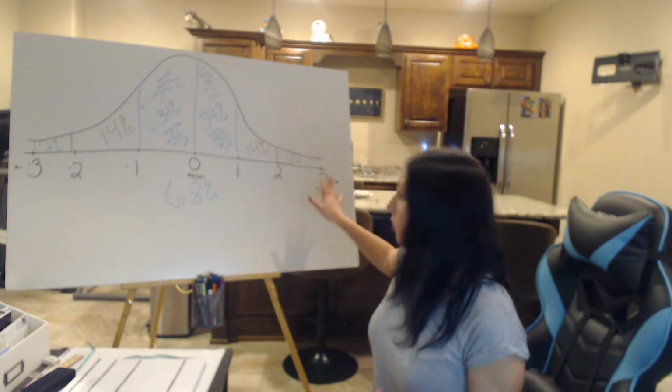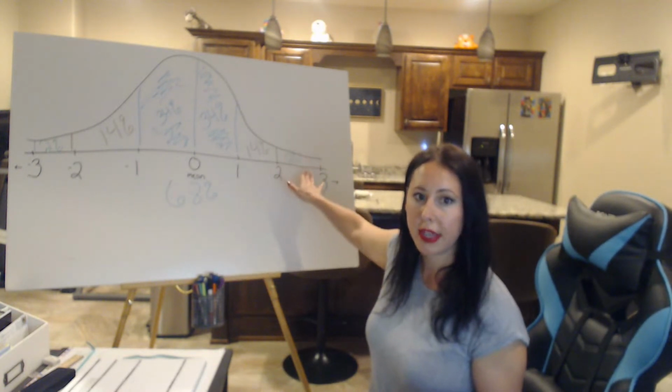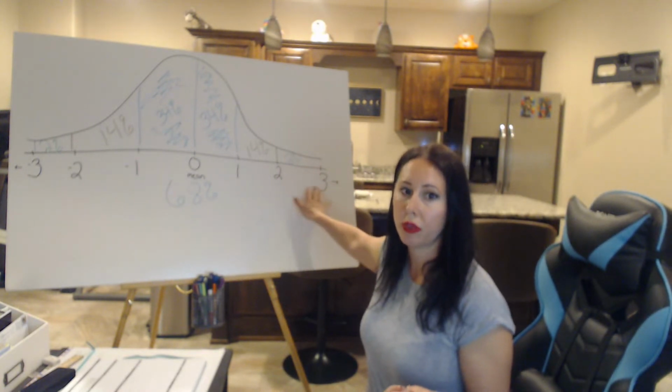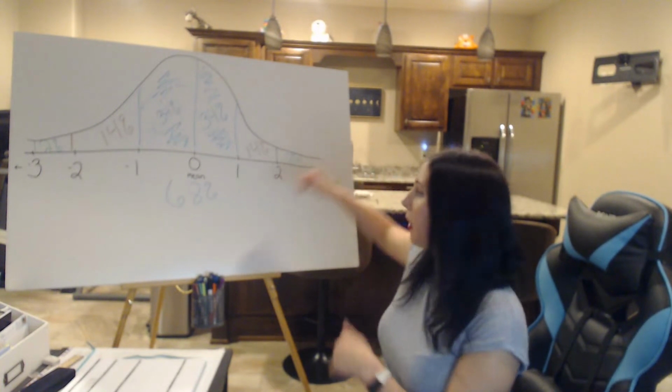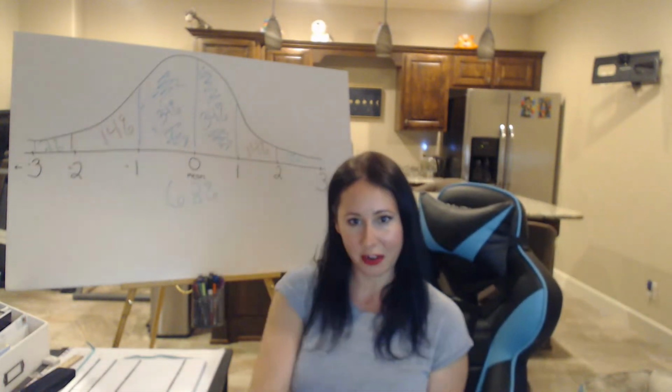And with it, that is one correction I wanted to make. With this 2%, it's not necessarily saying between 2 and 3. It's saying higher than 3, lower than -2.